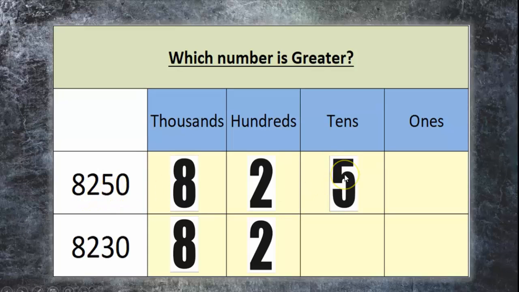8,250 has 5 tens. And 8,230 has 3 tens. Since 5 is greater than 3, we can safely say that 8,250 is greater.